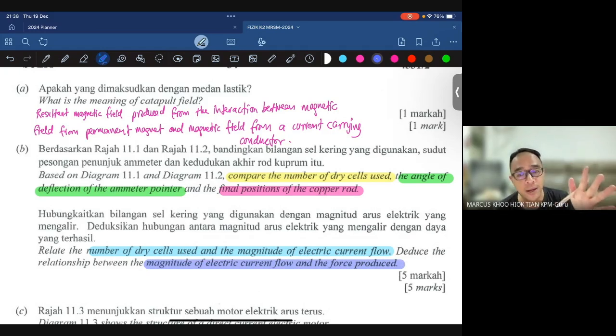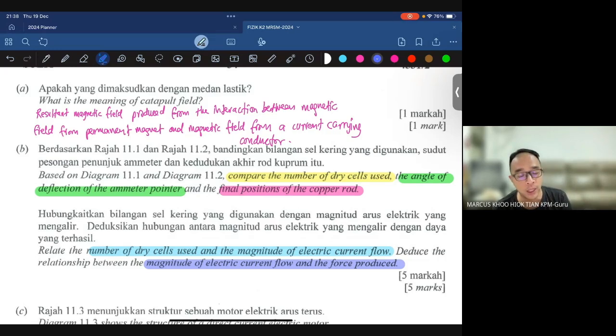5 marks because there's only 5 things you need to say. This is so standard. Generally it's 3 compare, 2 relationship. Maybe it's 3 compare, 1 relationship, 1 law. Sometimes it can be that. Sometimes it can even be 2 comparison, 2 relationship, and then 1 law. So it doesn't matter.